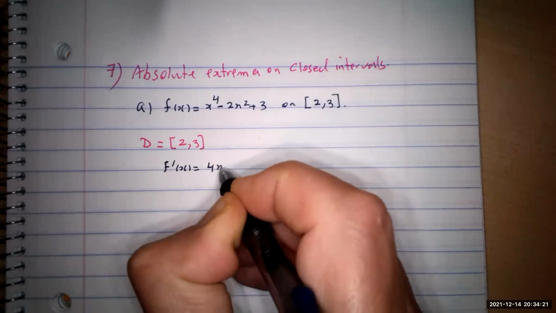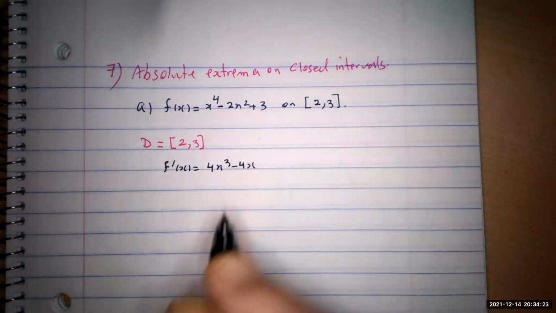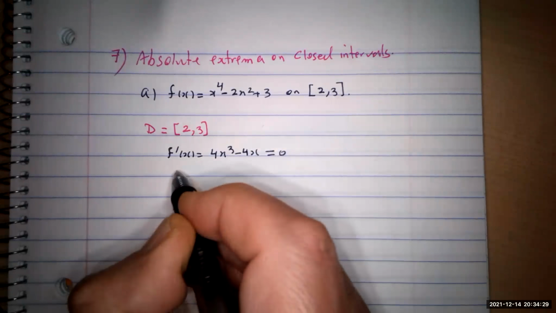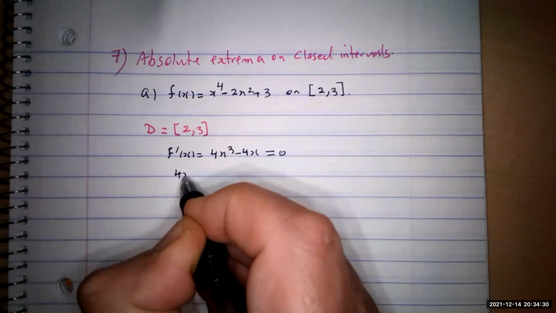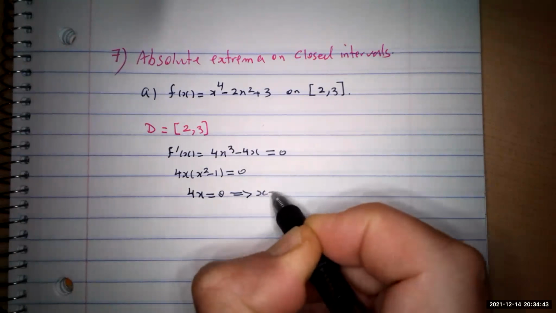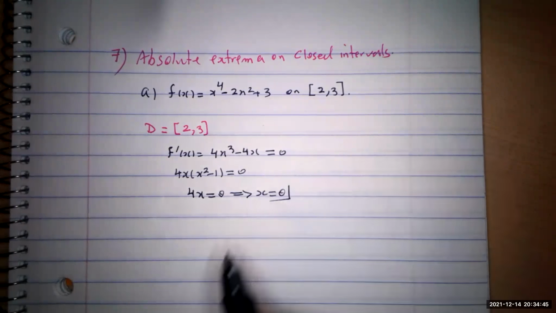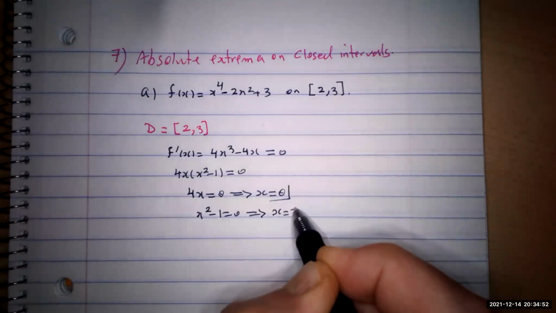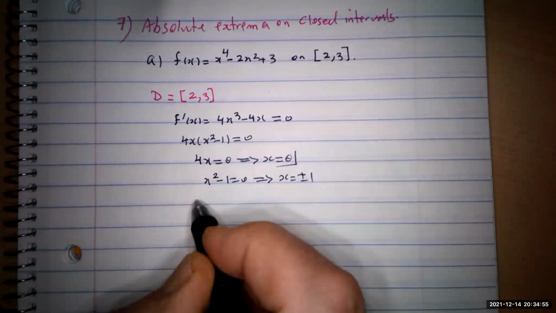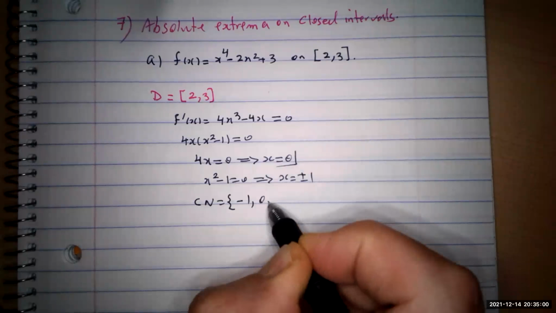So that gives you 4x cubed minus 4x. You let it equal to 0. Carefully factor out the 4x. That gives you x squared minus 1 equal to 0. Then you are going to have 3 solutions. For 4x equal to 0, that gives you x equal to 0, one solution, and then x squared minus 1 equal to 0 gives you x equal to positive or negative 1. So far, the critical numbers are going to be -1, 0, and 1.